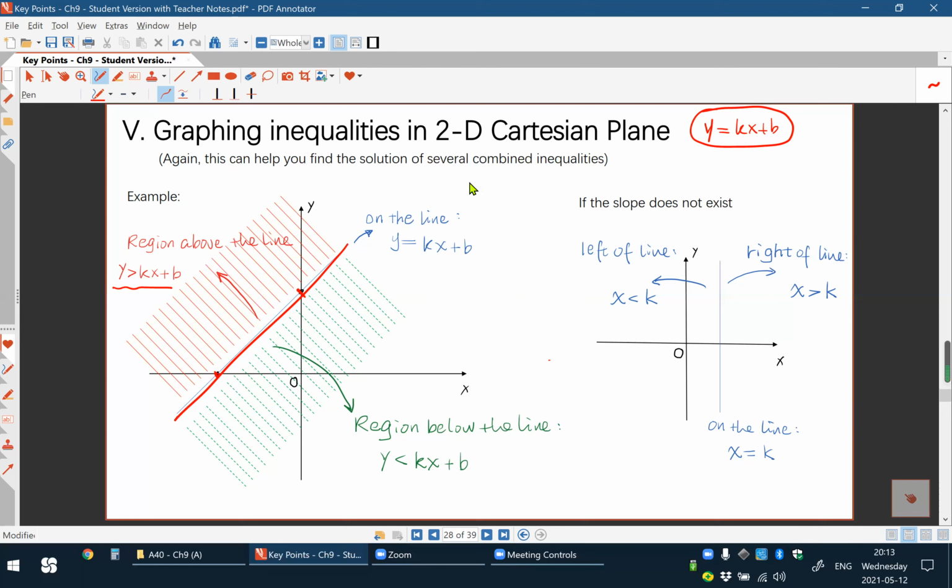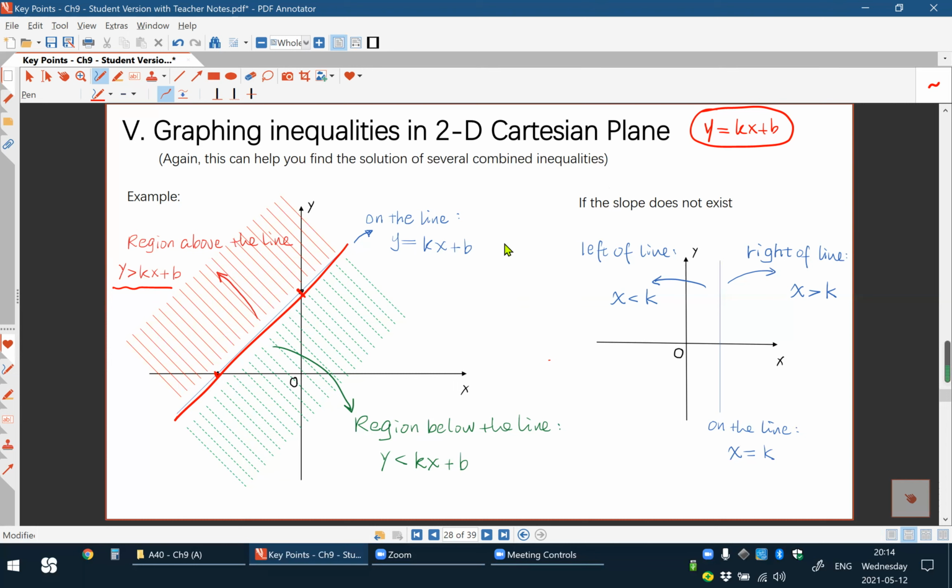So how do we draw the inequalities on a 2D Cartesian plane? First of all, we need to find that line, right? First of all, we need to convert it to slope-intercept form and then find this line. And then we examine if the inequality is greater than or smaller than, and correspond that to the region that is above this line or below this line, right? Okay, so we'll see an example after this to help you understand.